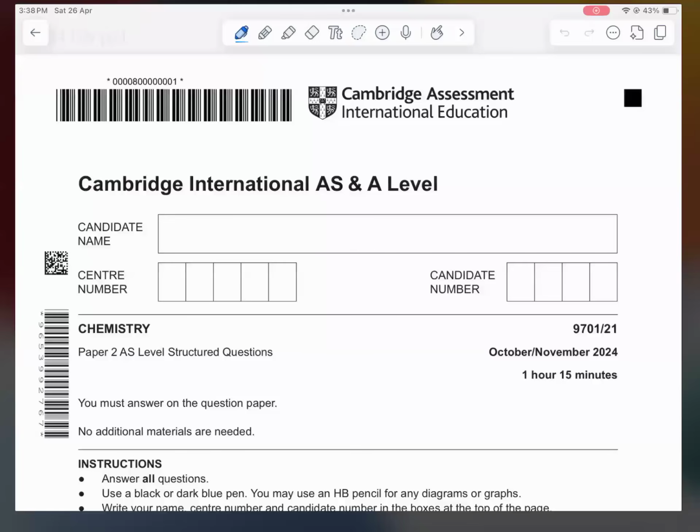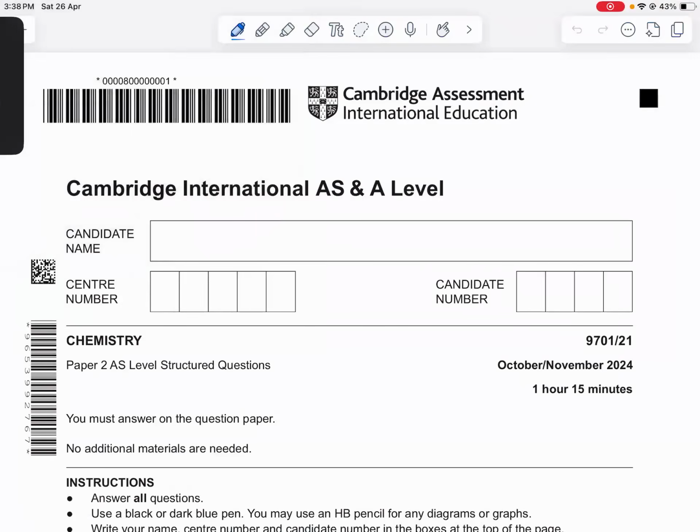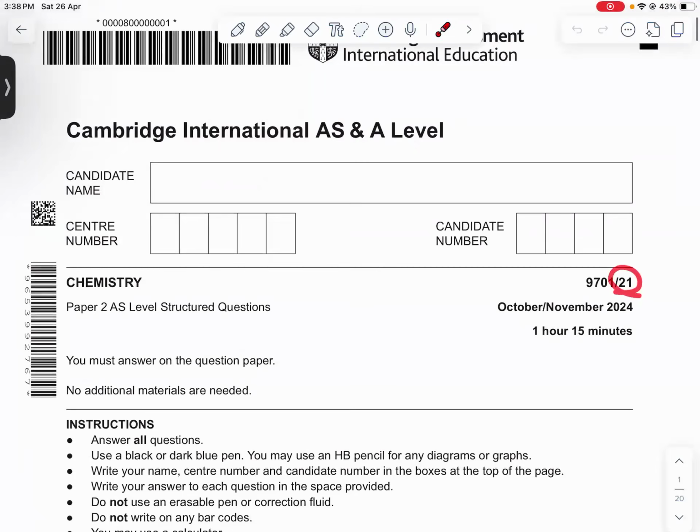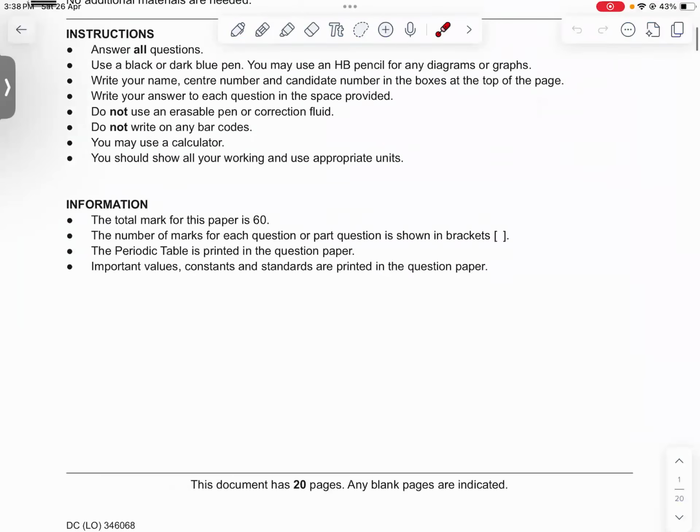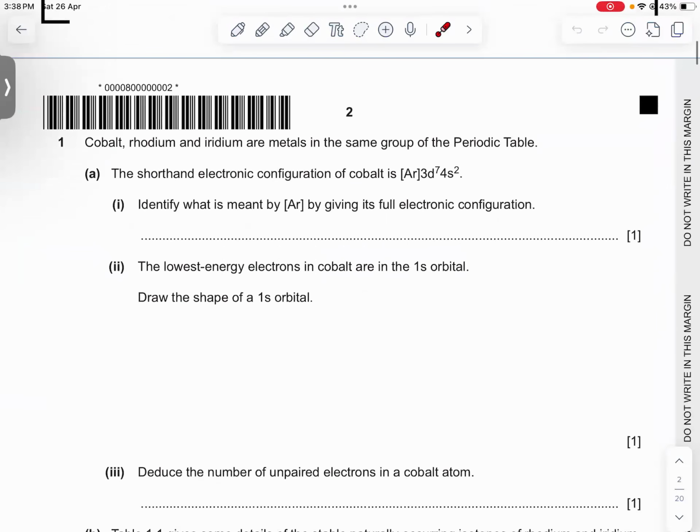All right. So the first question of this October-November 2024 AS Level Chemistry P21. So this is Paper 2 Variant 1 of A Levels. All right, it's October-November 2024. We're doing the first question.